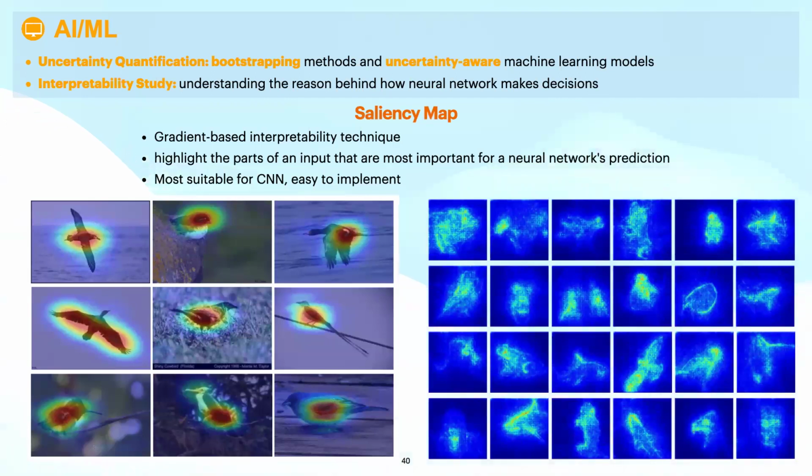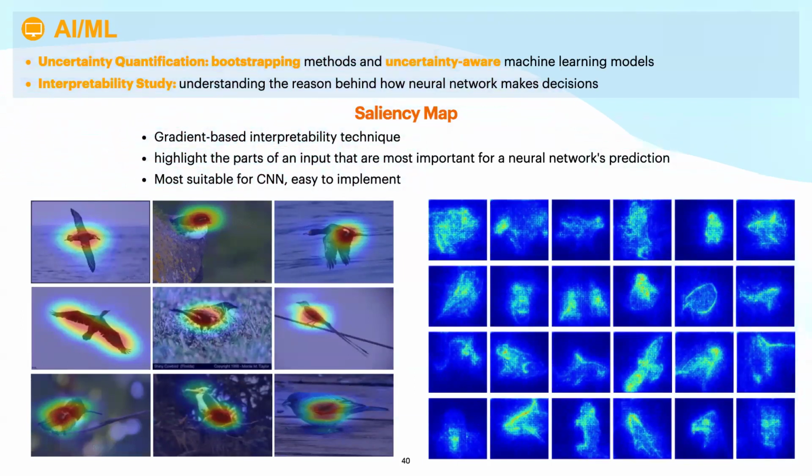For example, here is a classification of different animals. You can see when it's classifying this bird, the saliency map actually shows which part it is looking at. For this different bird, it's always looking at the body of the bird.